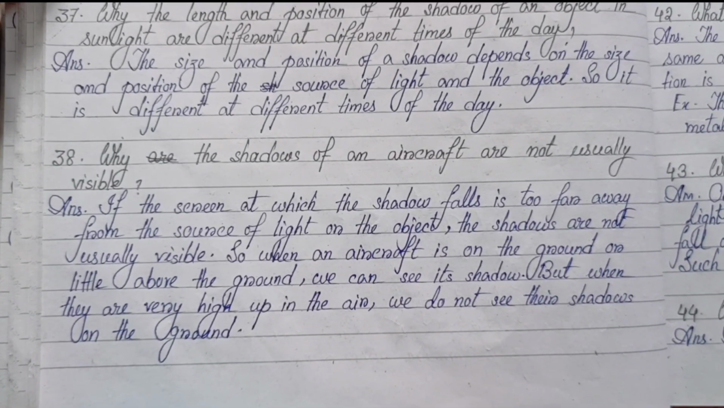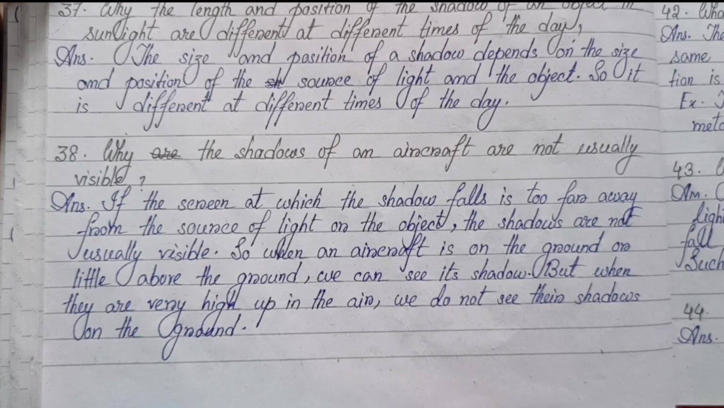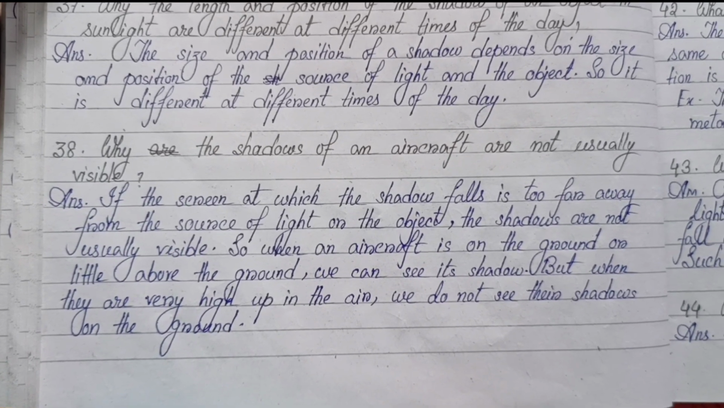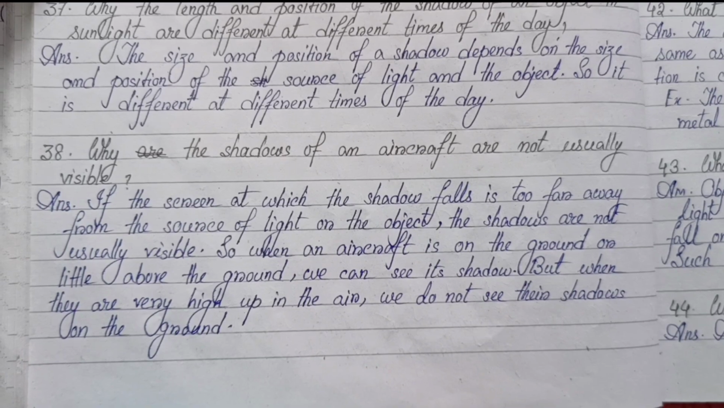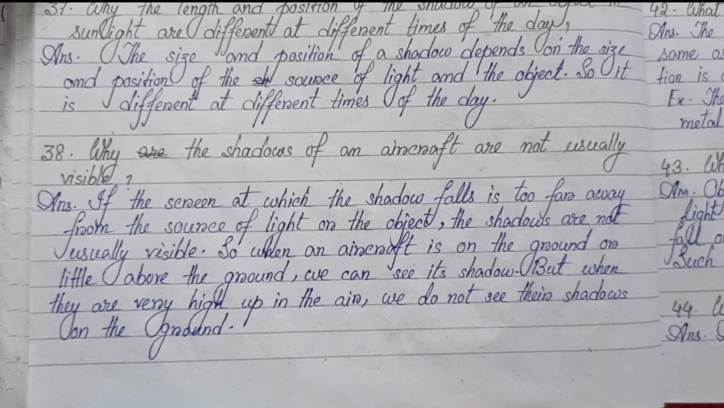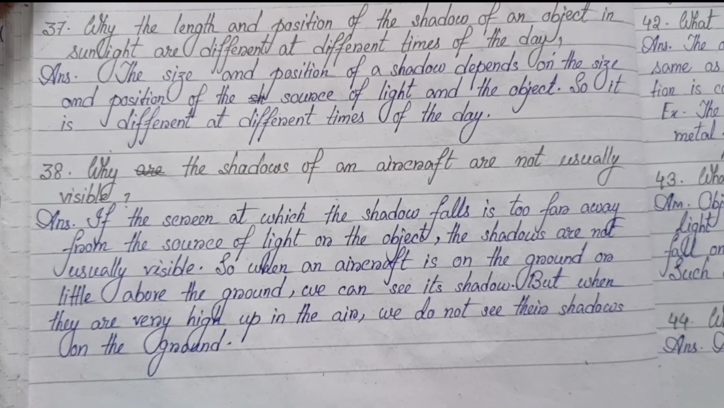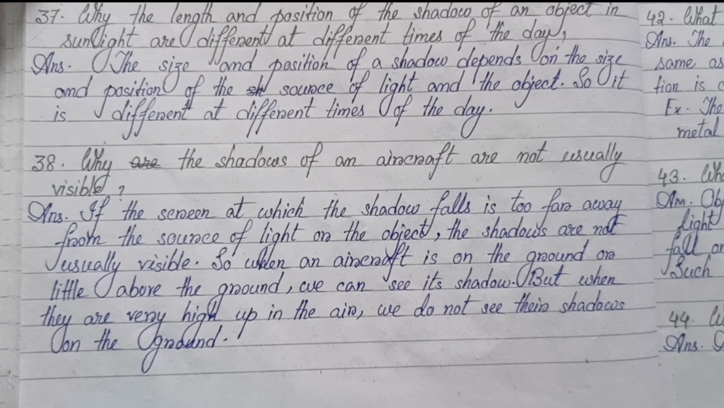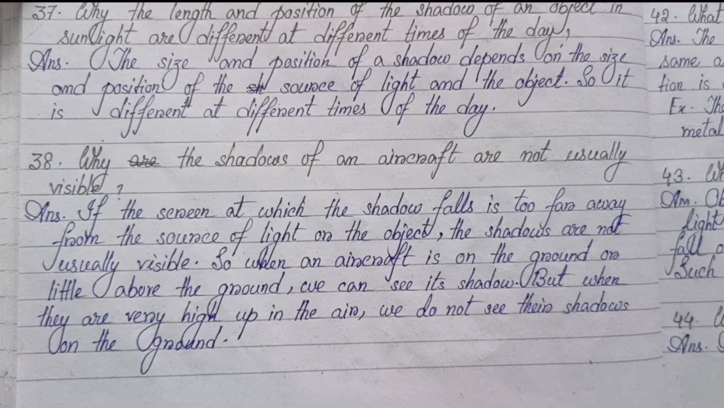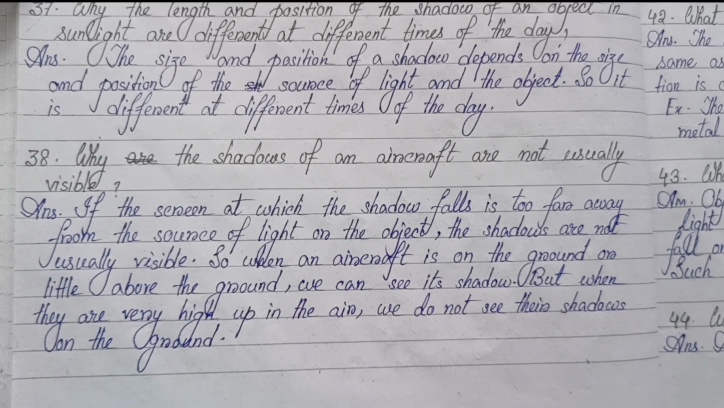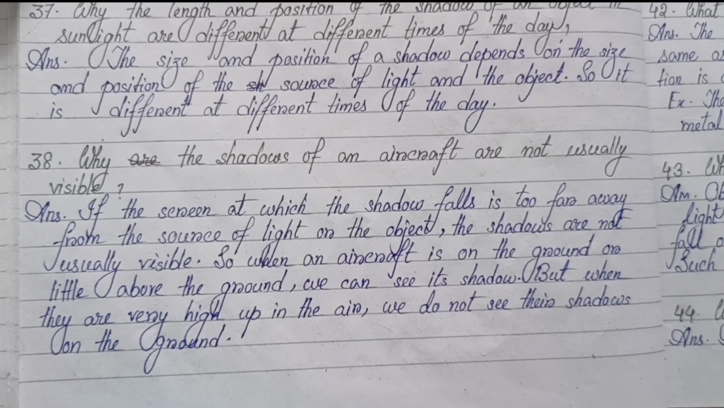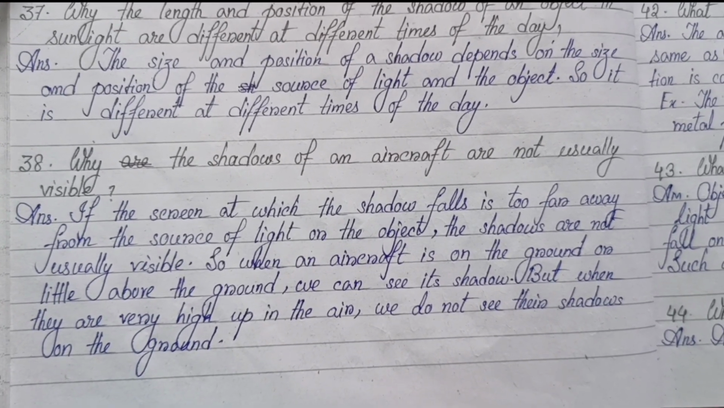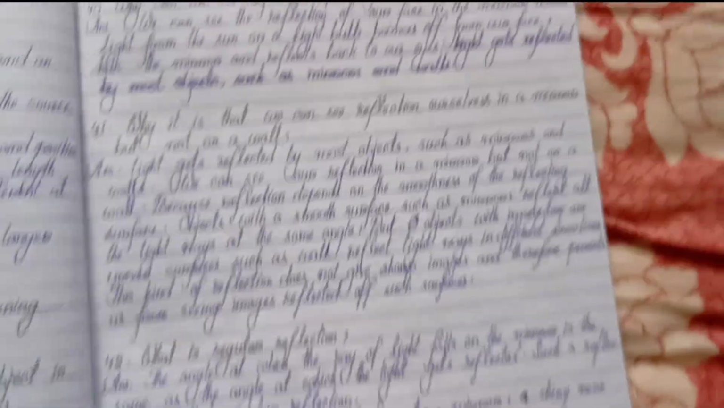Number 38. Why are the shadows of an aircraft not usually visible? If the screen on which the shadow falls is too far away from the source of light or the object, the shadows are not usually visible. So, when an aircraft is on the ground or a little above the ground, we can see its shadow. But when they are very high up in the air, we do not see their shadows on the ground.